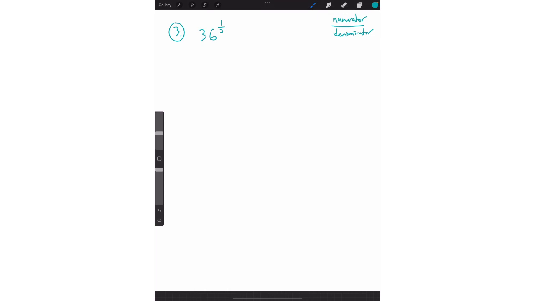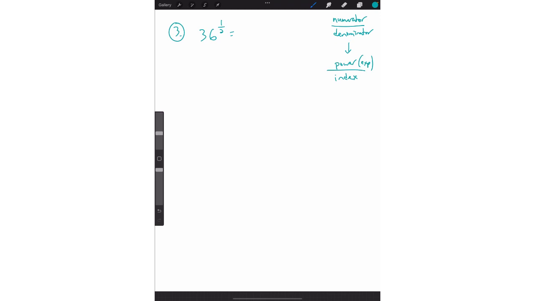So the denominator, I'll draw it below here, is going to end up being the index, and the numerator is going to be whatever power that's raised to, or the exponent. Okay, so for example, if I were to rewrite this, I can actually rewrite this using a radical, and this is the same exact thing.